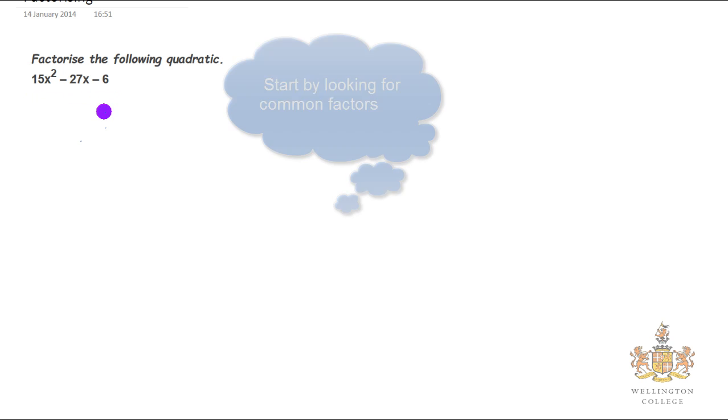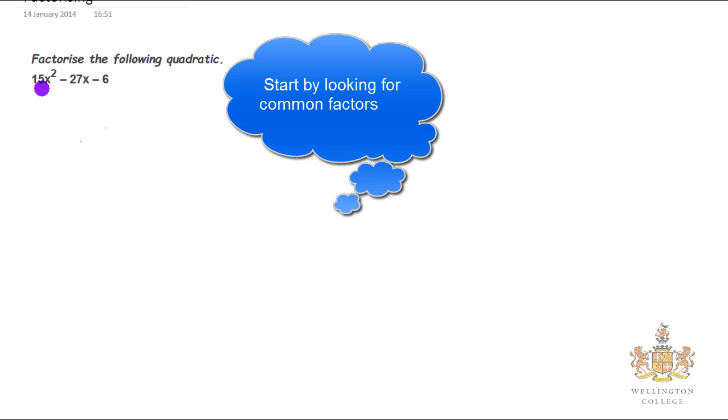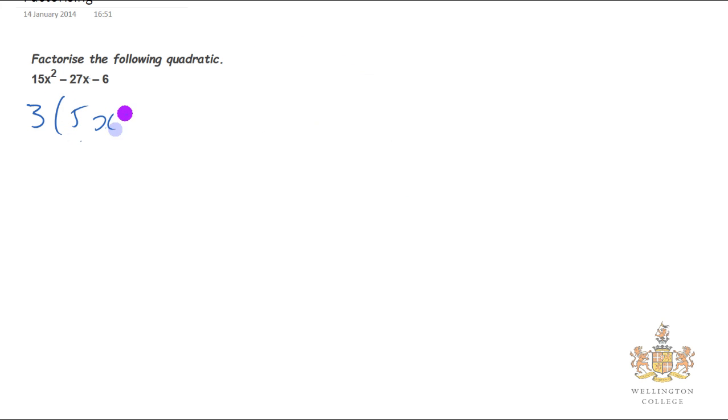Right, we're going to factorise this quadratic, 15x squared minus 27x minus 6. And as usual, the first thing is to look for any common factors. We can see 3 goes into this, 3 goes into this, and 3 goes into this. Let's take that out. So we've got a common factor of 3. And now we've got to factorise this. Let's ignore the 3 for now, or we can just put it there. I'm going to put this into these brackets.